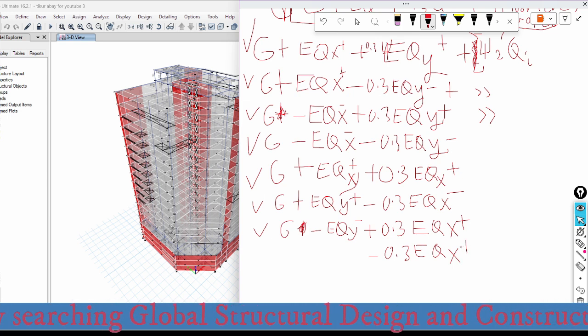in x positive direction. So okay, this is the permanent load with 100% of the earthquake load in y direction, 100% of the earthquake load in y direction with 30% of the negative x direction. So this is negative, positive, and this one is in negative x direction. So permanent load combined with the earthquake load in y negative direction.